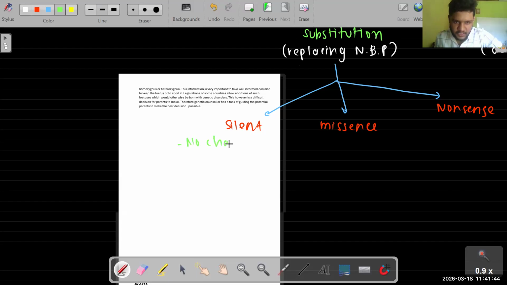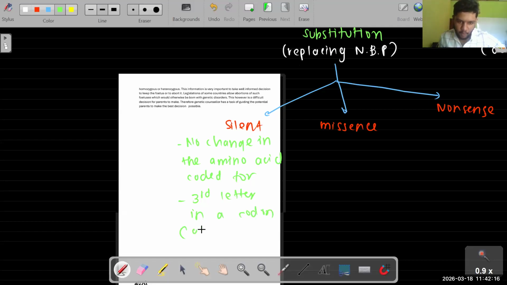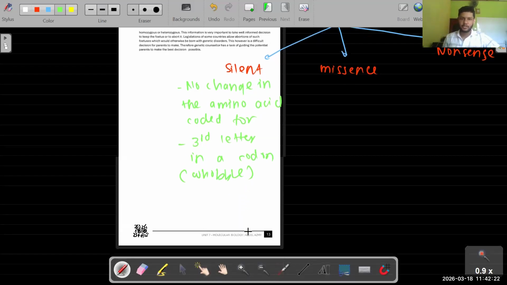No change in the amino acid coded for. Right? There is no change in the amino acid that is coded for. Before the mutation, what was the amino acid? Same after the mutation. Right? What is the reason? Because the third letter in a codon is a wobble, which means changing it does not have a huge impact. Right? This is called a silent mutation.